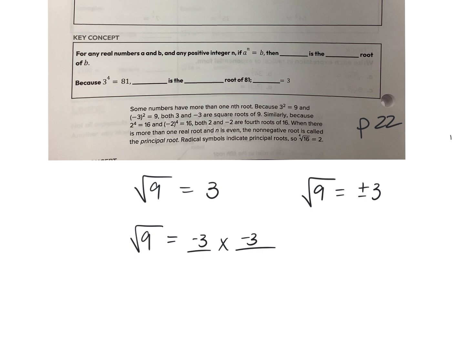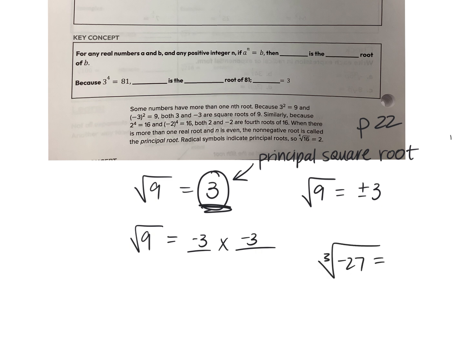But if I just do the positive one, that's called the principal square root. We're just working with those today. We're not going to worry about the negative square root. So we're just going to worry about the principal one, the positive one, unless it's a cube root. If it was like negative 27 on the inside, then there's only one answer to that. It's negative 3 times negative 3 times negative 3. So again, we're only worried about principal square roots, which are the positive ones. Same thing if we were doing the fourth root of something, like 16, I would still just want the principal root, so whatever the positive answer is.